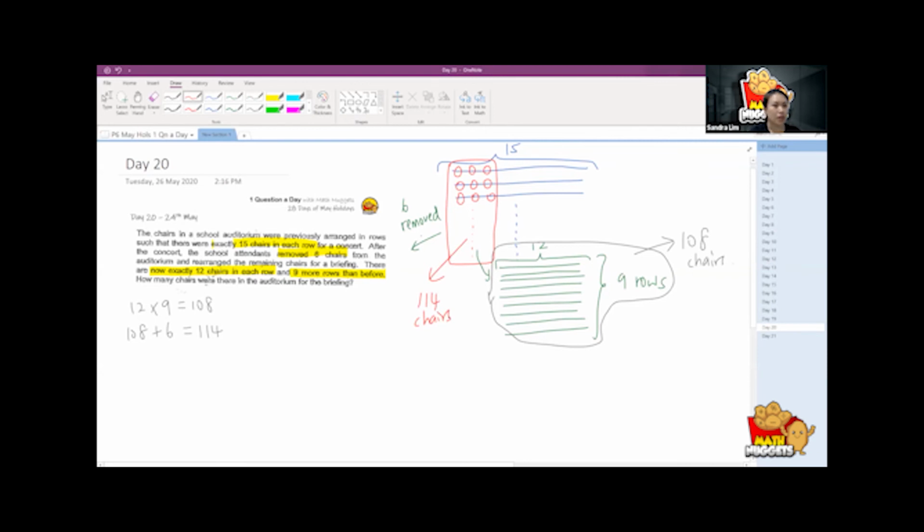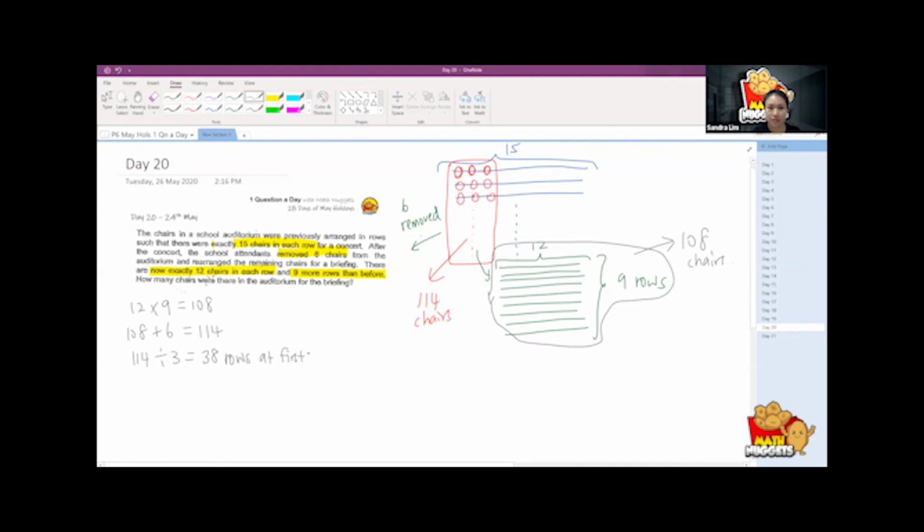All right, and 114 chairs, 3 in a row, right? Now remember, they take out 3 from each row. So if I take 114 now to divide by 3, what will that give me? I get 38. What does 38 represent? The number of rows at first.